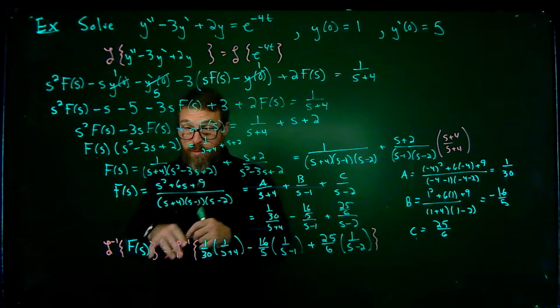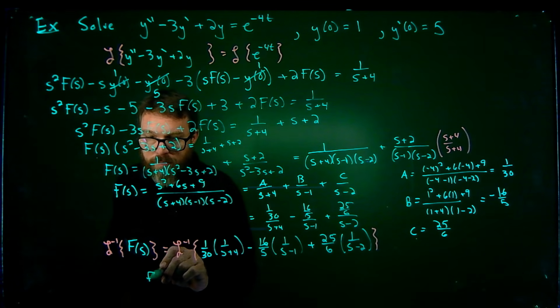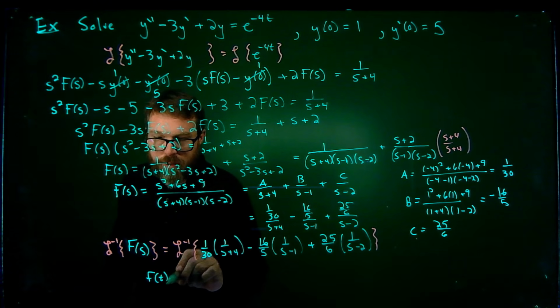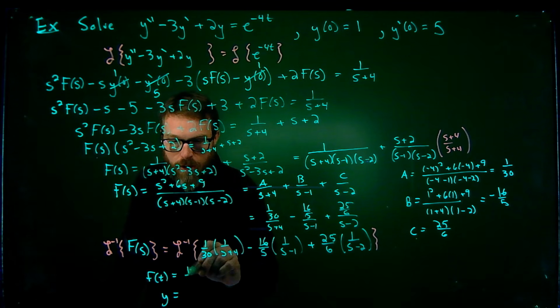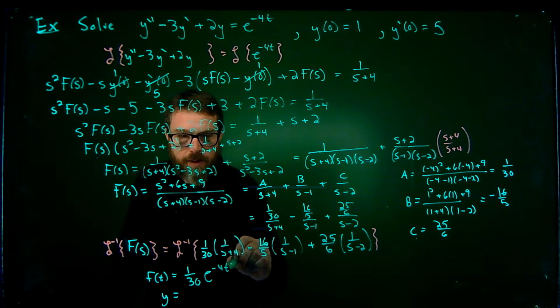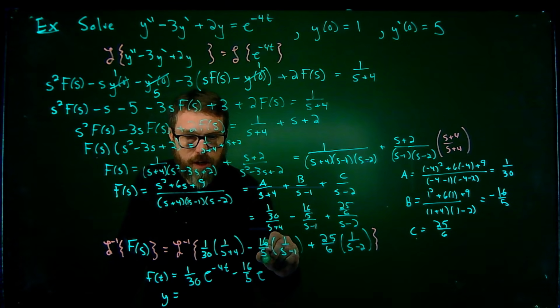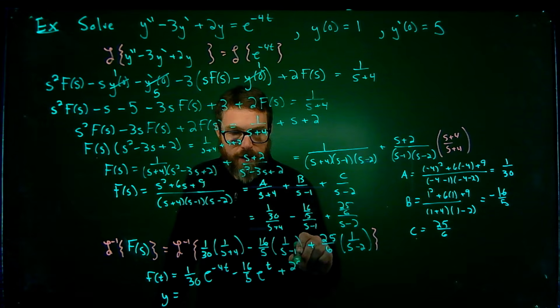Now remember that when we're done with this, this is our solution. So capital F of t, or I can say y if you'd prefer, because these things say y. Capital F of t, or y, is going to be 1 over 30 e to the minus 4t, minus 16 over 5 e to the t, and then plus 25 over 6 e to the 2t.